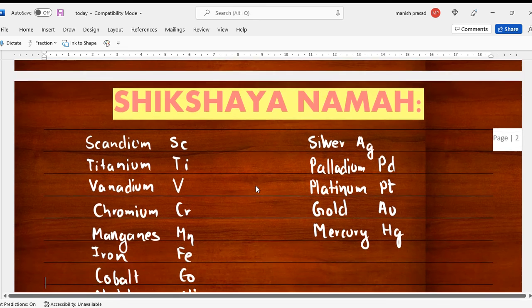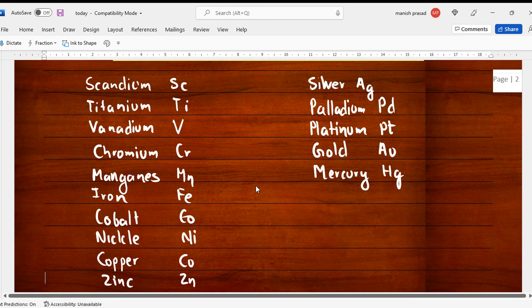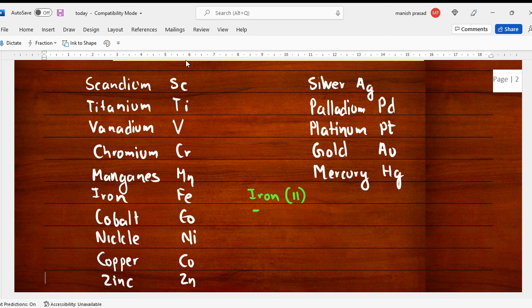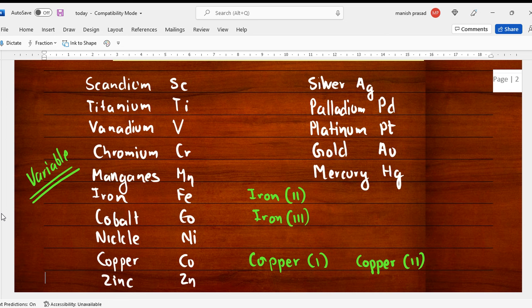Then these are some ones that can be used, and the valencies are mentioned. Like when you are writing iron, the valencies would be mentioned in the compound as iron 2 or iron 3, which valency has been used. Copper can have two valencies, so in the question it is mentioned if it is copper 1 or copper 2. The valencies of these are variable, they keep on changing, and the variable valency is given to us in Roman numerals.